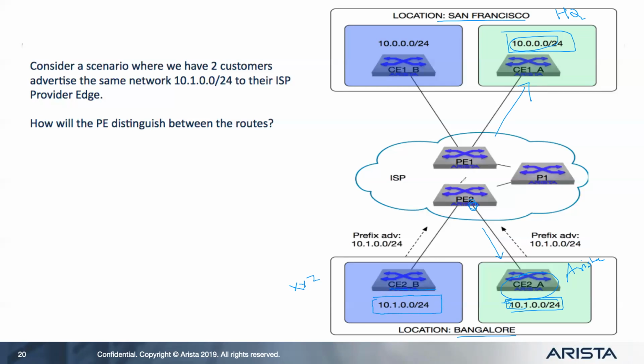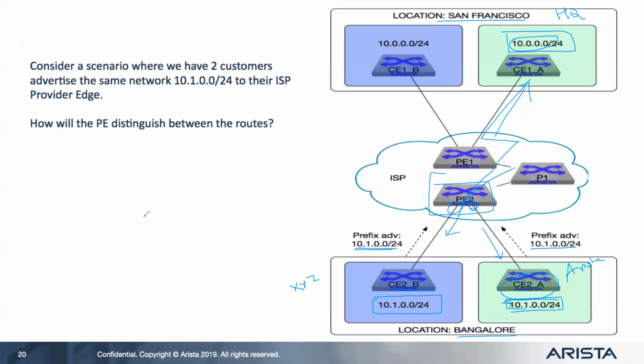Now, what should we do? Because if you see here, on this PE2 device, where both the customers are connected, we end up receiving the same subnet, 10.1.0.0/24. So how should we solve the problem? Because when a packet comes destined for 10.1.0.0, even if that packet comes from Arista, you might send it to this XYZ, because you have this route also received from this other customer. So what should we do?